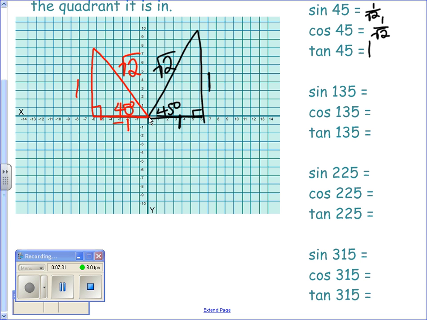So what would be the sine of 135? What would be the cosine of 135? It's just positive 1 over square root of 2. What would be the tangent? Negative 1. 1 over negative 1 is negative 1. So far?